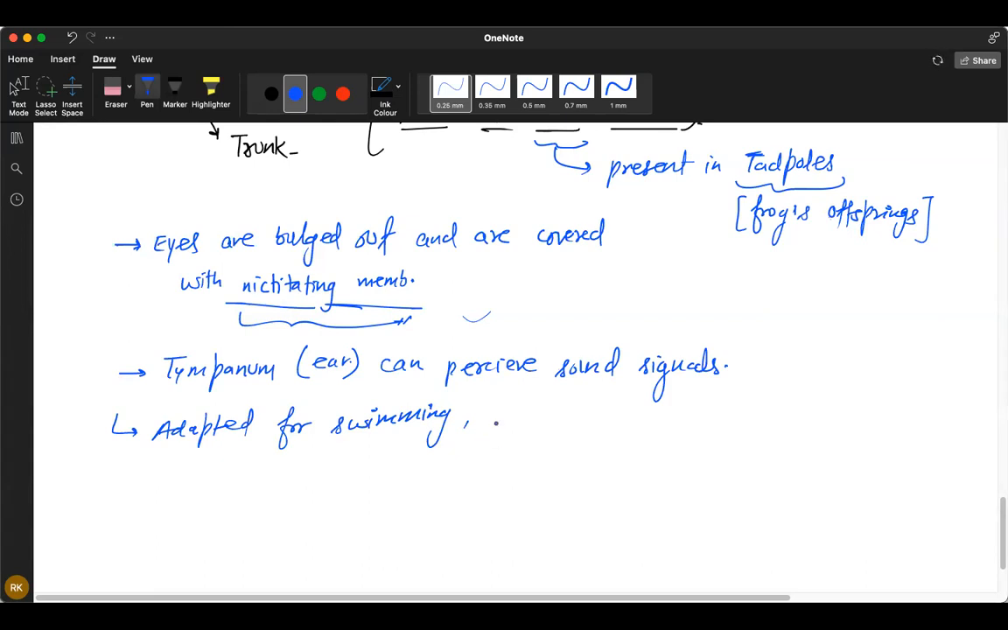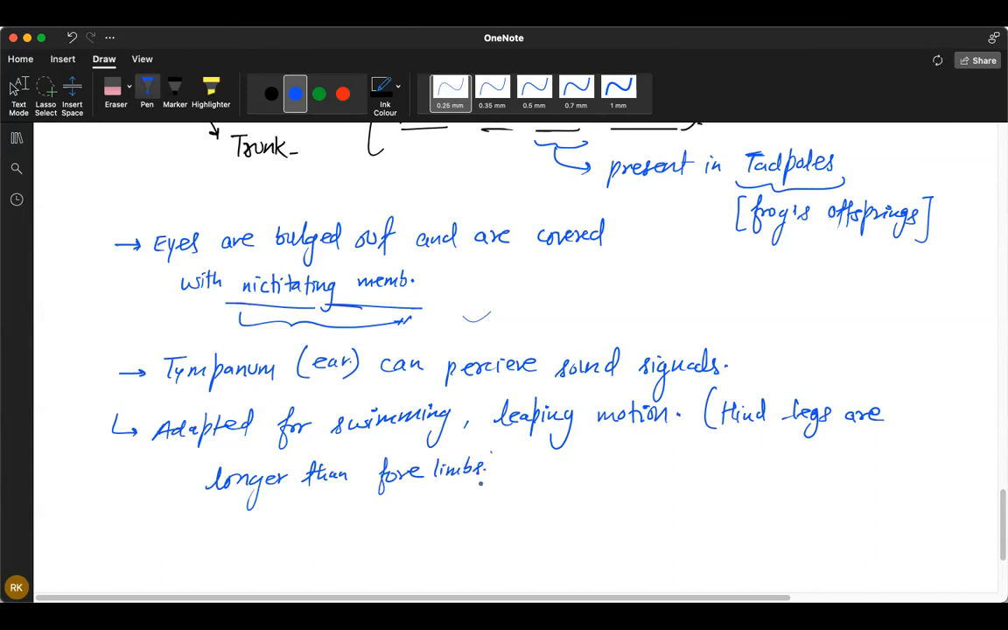And how do they move around? They leap. They have a leaping motion. Like they jump, make leaps, and their hind legs are bigger, longer than forelimbs. Okay, is it clear, everyone?